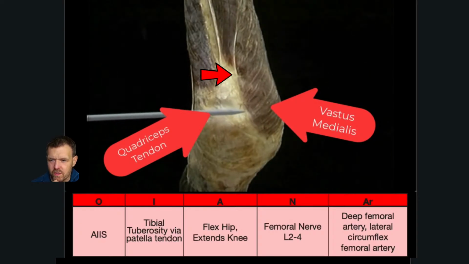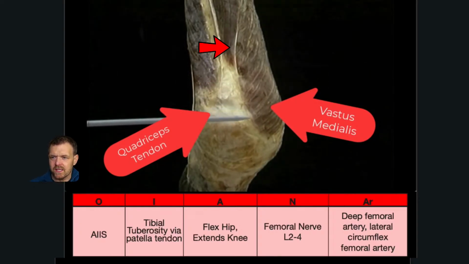So this is where it all comes together at the knee. At this end, before it gets to the patella, this bit here is the quadriceps tendon, and then you have the patella, and then it turns into the patella tendon. It's obviously all one continuous bit of tissue, but we divide it based on where the patella is.